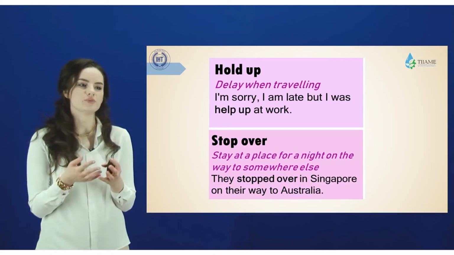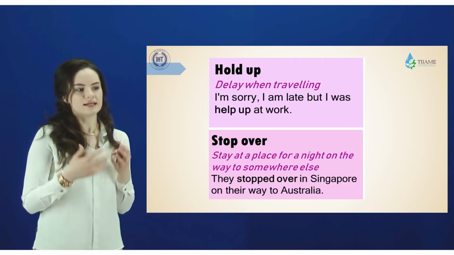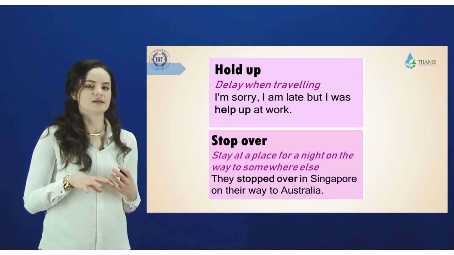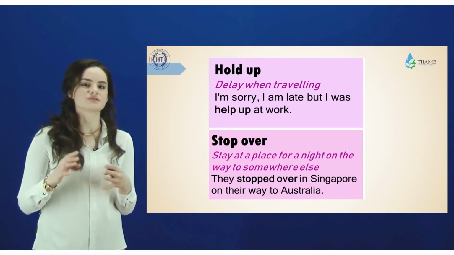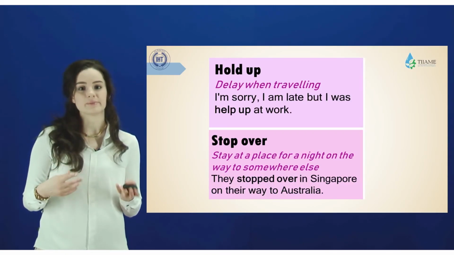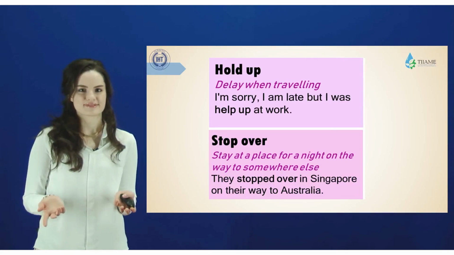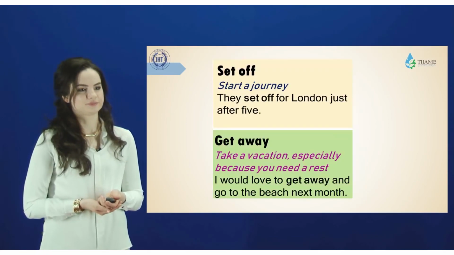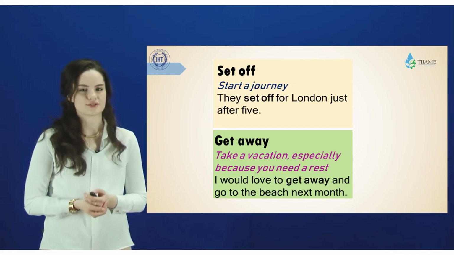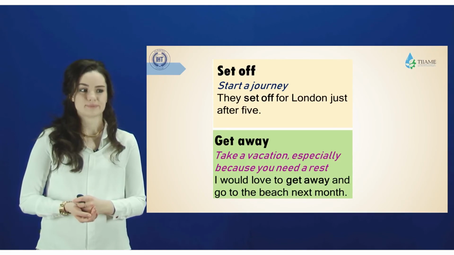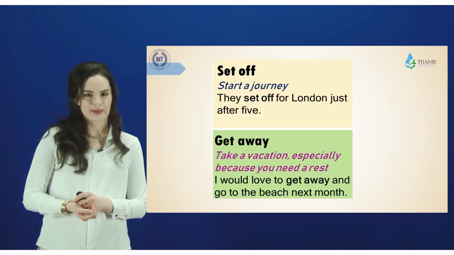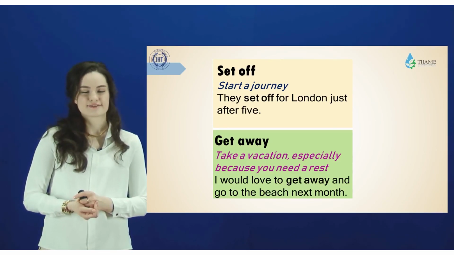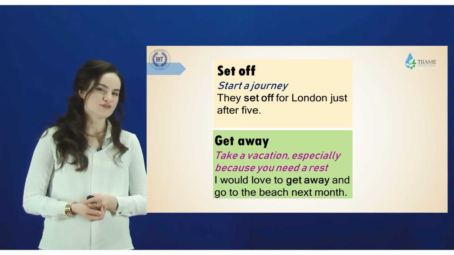Next one is stop over. Stay at a place for a night on the way to somewhere else. It's not your destination, but some place where you stay for a while in order to have some rest or to solve some other problems, or just in order to see some place that actually turned out to be really interesting for you. Set off. Start your journey, quite simple, and try to use it in your speech. And get away. Get away is to take a vacation, especially because you need a rest. So I wish you to get away as often as possible.